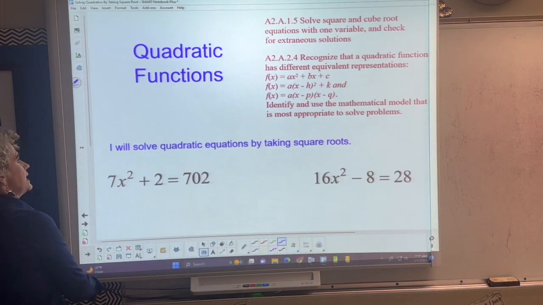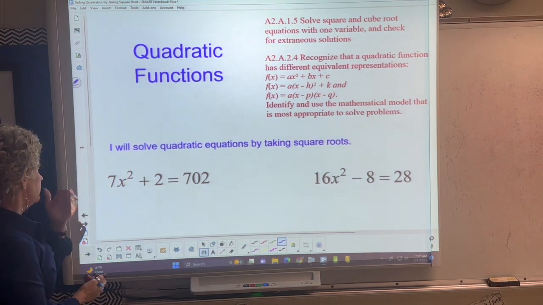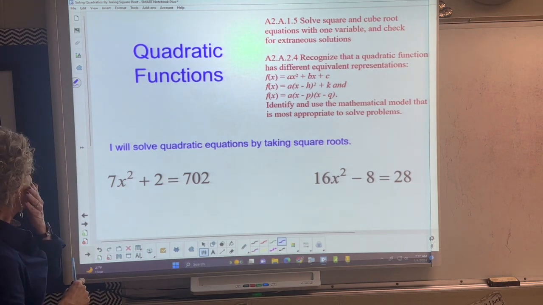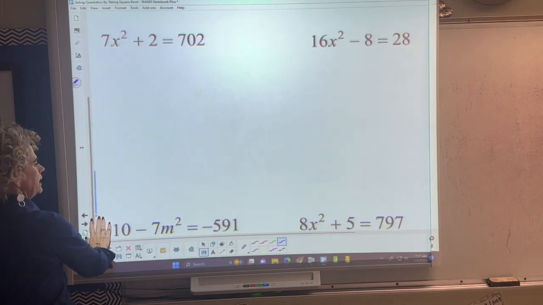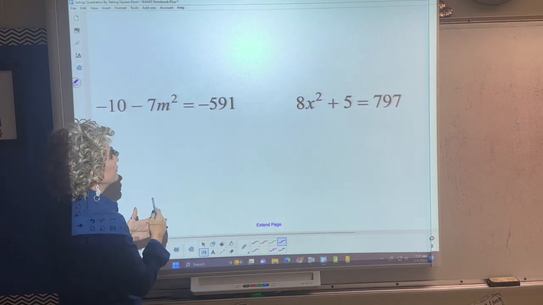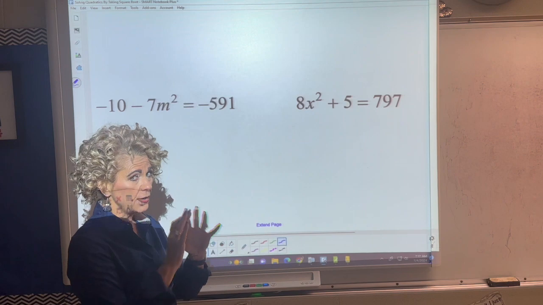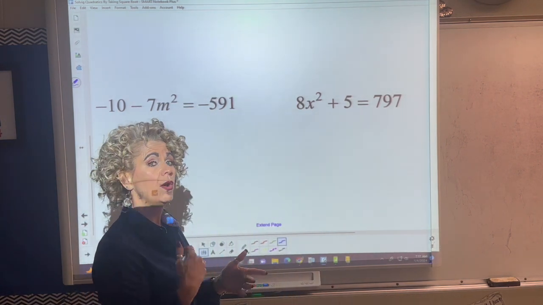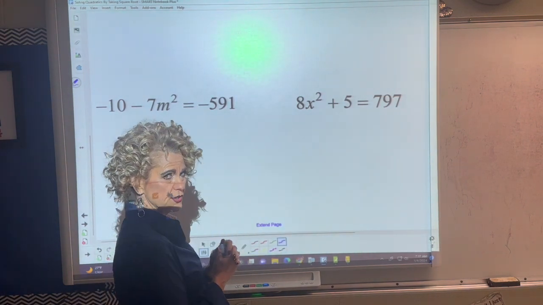Okay. Next thing we're going to talk about is solving quadratics by taking square roots. We hit a little bit on this yesterday. I'm not sure how I'm going to do this. I think I'm going to come down here first, because first and foremost, each time, every time, all the time I'm solving, my goal is to isolate the variable. So I'm going to do my order of operations backwards. Every time I'm solving, I'm going to do order of operations backwards.